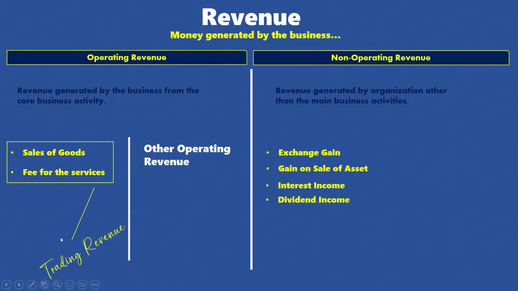Now that we have this complete classification of operating expenses and operating revenue, we are now ready to take a look at our complete profit and loss statement format, and let us do that in the next lecture.